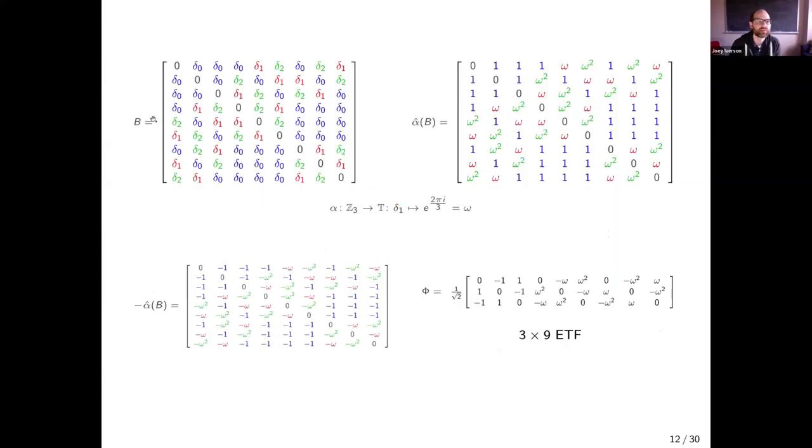Okay, so for instance, I take that B that we were just talking about. I apply alpha hat of B, and I have this signature matrix. Now, in this case, if you look at the Naimark complement, you apply minus signs. Then from this, you can recover an ETF. Actually, it's the 3 by 9 ETF, the complex ETF that I showed earlier. Okay, but somehow this 3 by 9 ETF was really the shadow of the graph that determined this matrix. Okay, the cover of the complete graph.